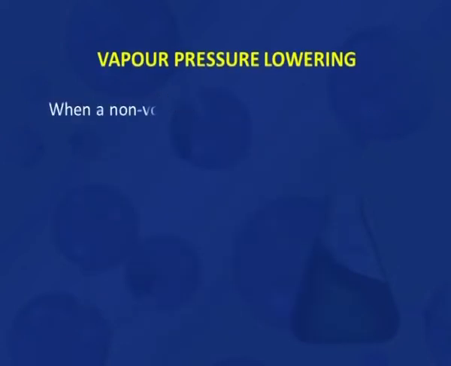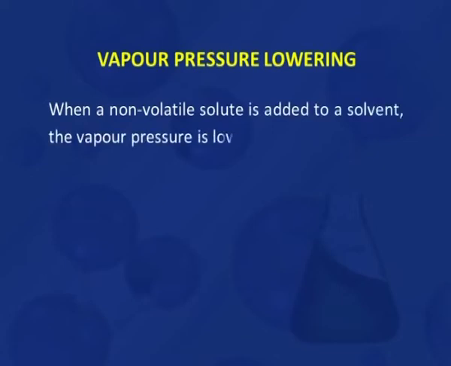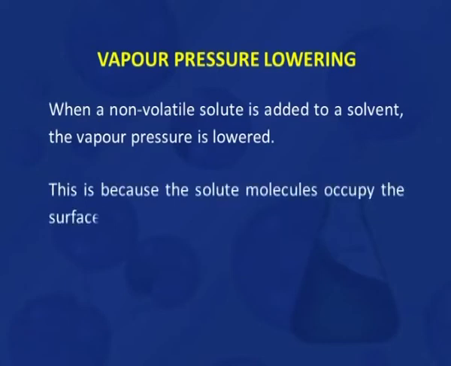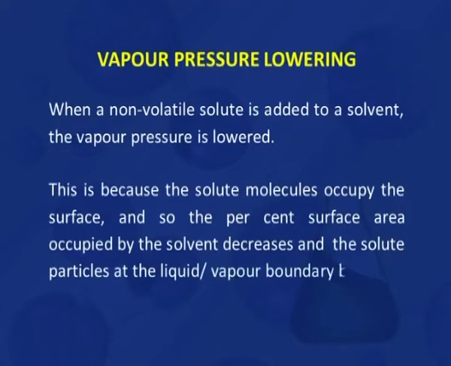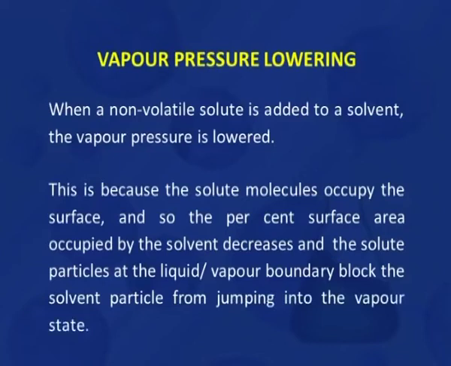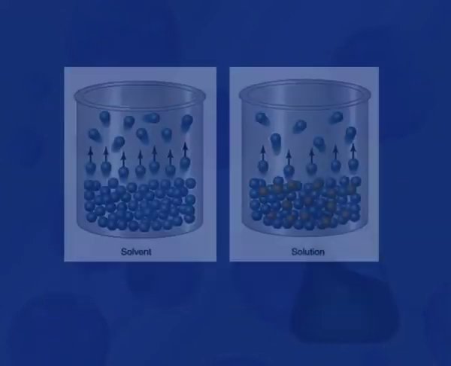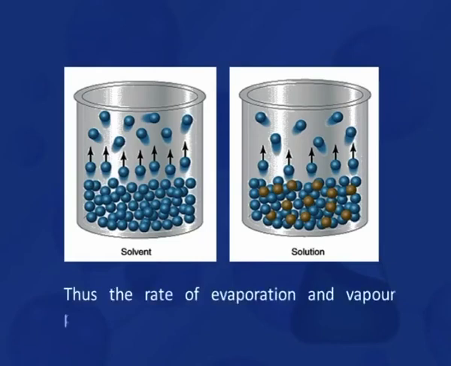When a non-volatile solute is added to a solvent, the vapor pressure is lowered. This is because the solute molecules occupy the surface, and so the percent surface area occupied by the solvent decreases, and the solute particles at the liquid vapor boundary block the solvent particles from jumping into the vapor state. This you can see in this figure.